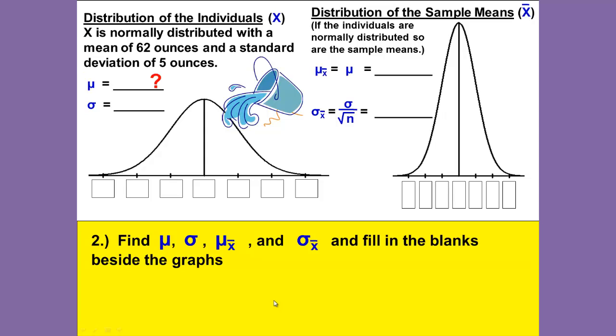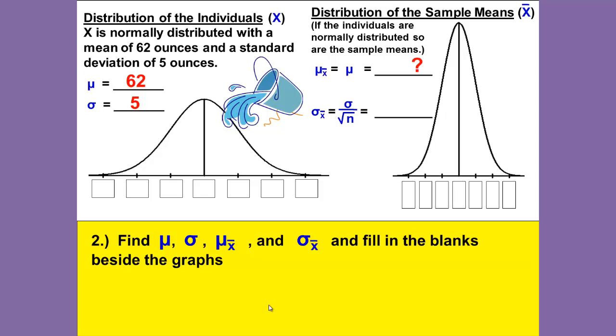So let's start. What is the mean? We get that from the stated information, which is the mean is 62 ounces. So mu, or the population mean, is 62. The population standard deviation is given as 5 ounces, and we'll plug 5 in here.